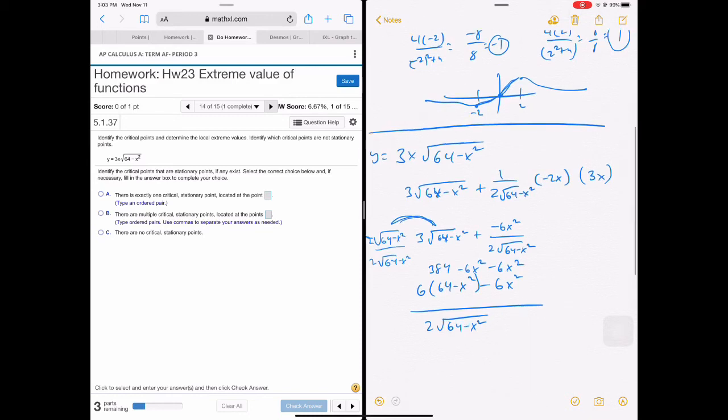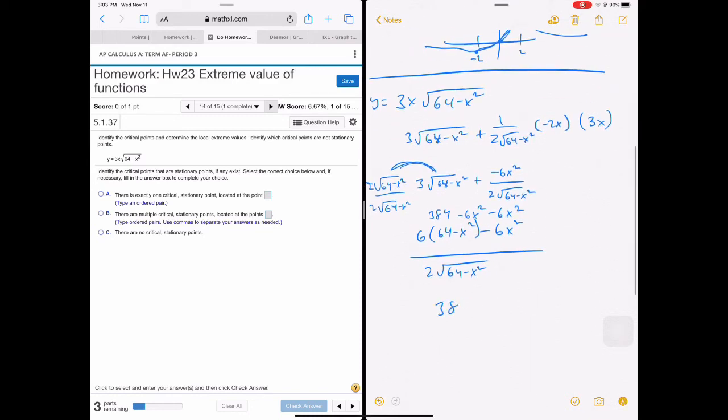So we're left with 384 minus 12x squared. Hopefully I didn't make a mistake there. And then 2 square root of 64 minus x squared. Okay.